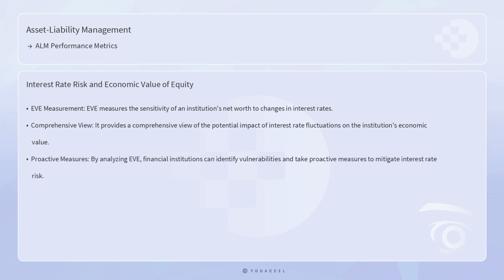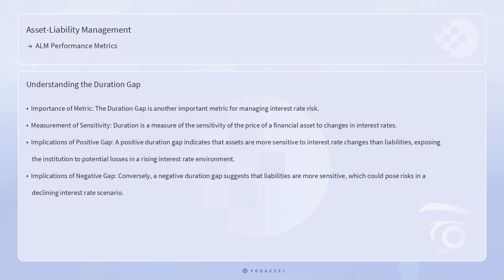For example, if a bank's EVE shows significant sensitivity to rising interest rates, it may consider strategies such as interest rate swaps or hedging to reduce exposure. The duration gap is another important metric for managing interest rate risk. It measures the difference in the duration of assets and liabilities.